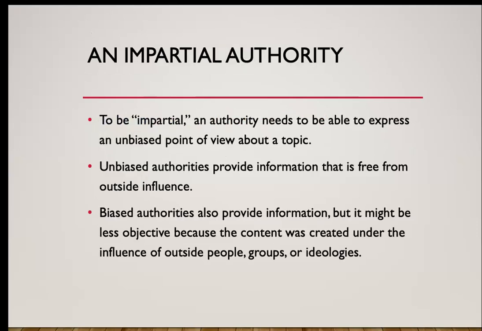Then we have the next part. They need to be informed, but they also need to be impartial. Impartial means that an authority is able to express an unbiased point of view about a topic. Unbiased authorities provide information that is free from outside influence. Biased authorities do something different. They are less objective and might even change the truth because the content was created under the influence of outside people, groups, or ideologies.